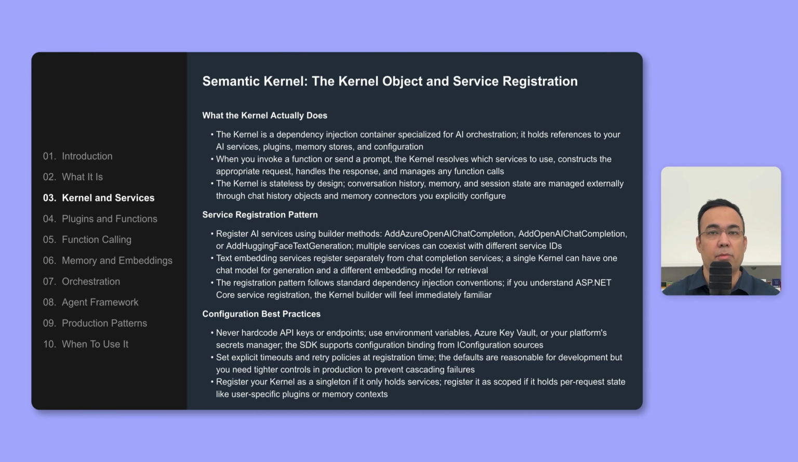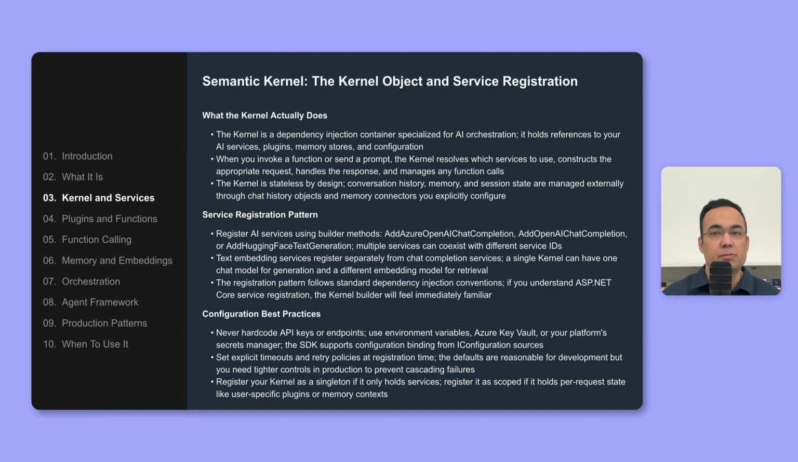And there are many more depending on your provider. Here's something useful. Multiple services can coexist with different service IDs. Text embedding services register separately from the chat completion services. So a single kernel can have one chat model for generation and a completely different embedding model for retrieval. This flexibility becomes important when you're optimizing for cost and performance across different tasks.